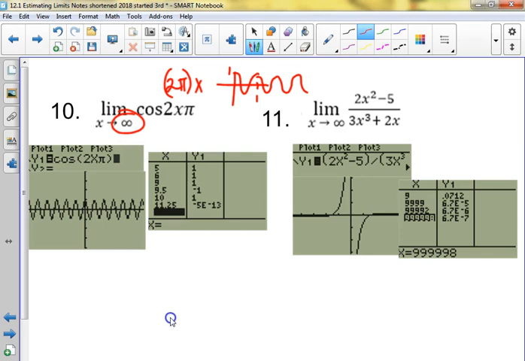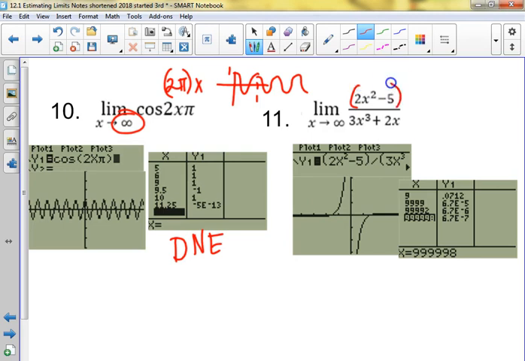Every point we pick is going to be one or the other, right? But it's going to be either 1 or -1. So we say the limit does not exist. It has to approach a singular value, okay? It can't approach 2 different numbers. All right, what about this one?